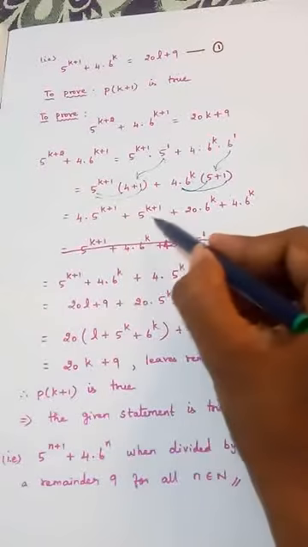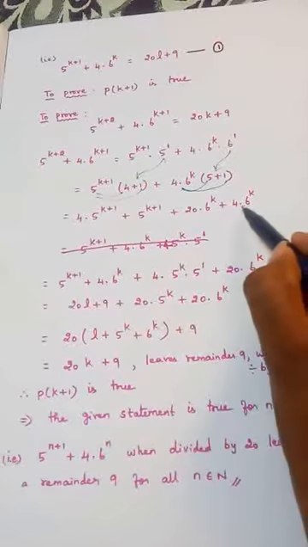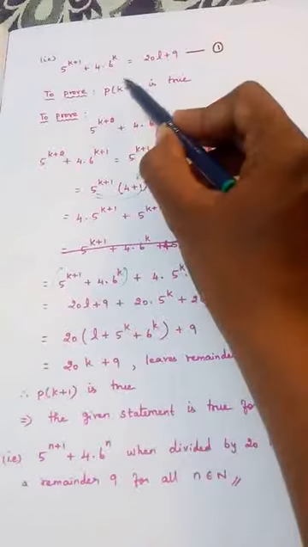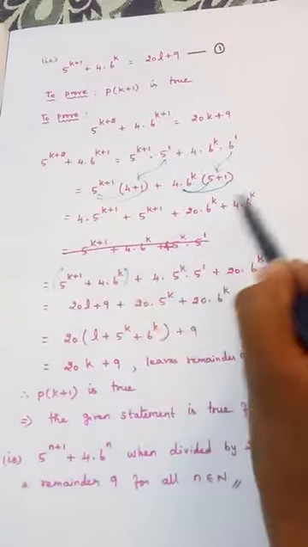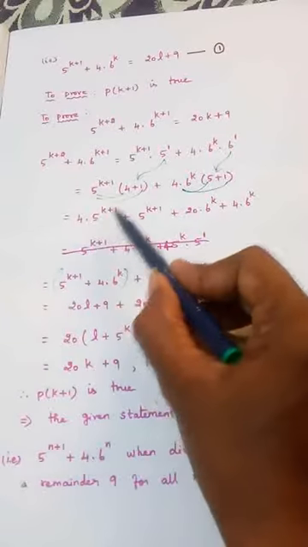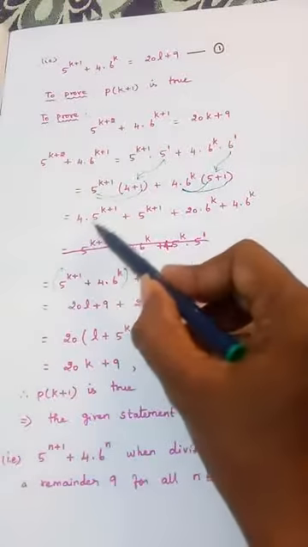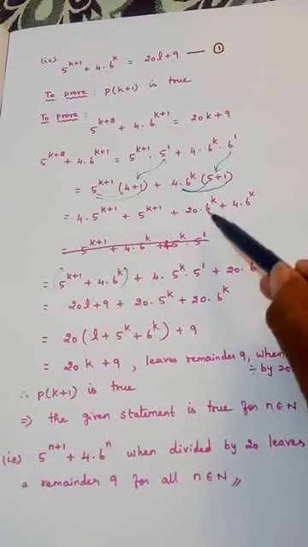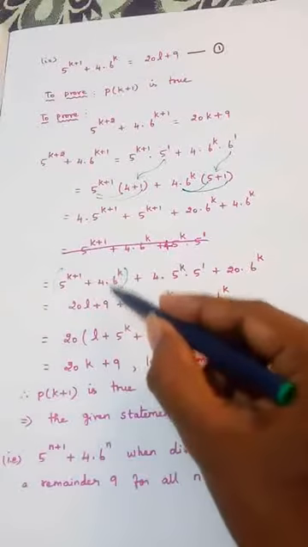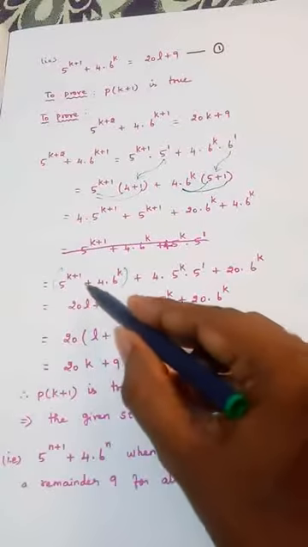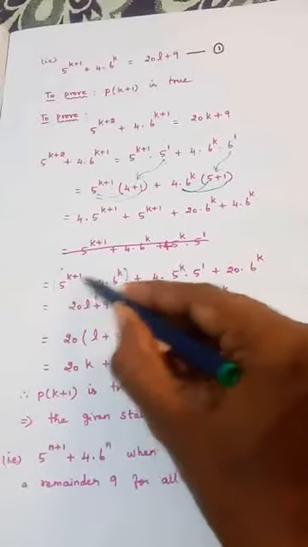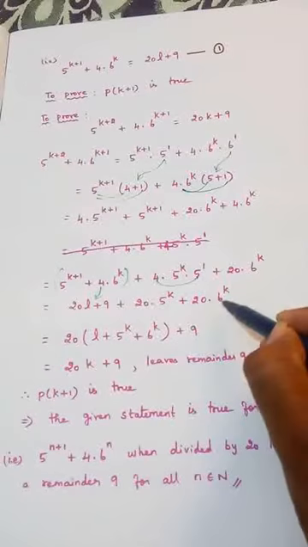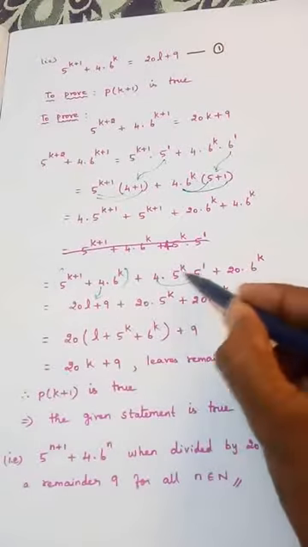Now after this, collecting the terms, 5 power k plus 1 plus 4 into 6 power k is collected, because that result we are having here using equation 1. So we are collecting that separately. What is the remaining thing? 4 into 5 power k plus 1, this is split as 5 power k into 5 power 1, plus 20 into 6 power k. For the first bracket, the result is 20L plus 9. And 4 into 5 is nothing but 20, so 20 into 5 power k, and 20 into 6 power k.